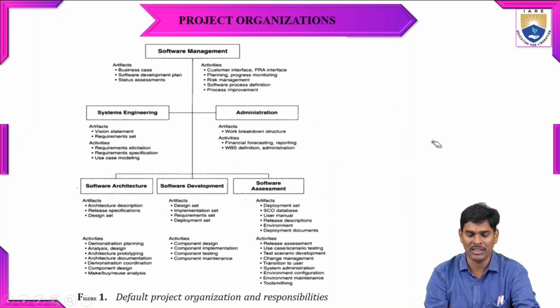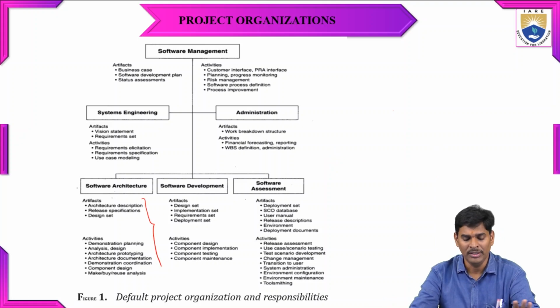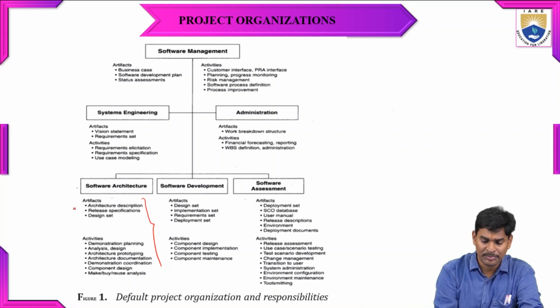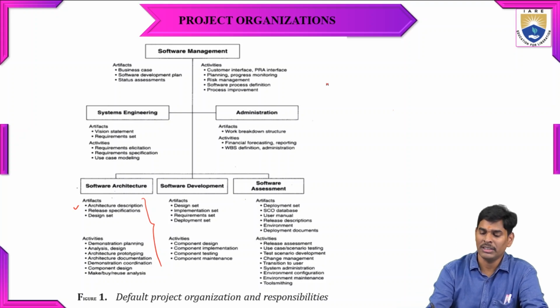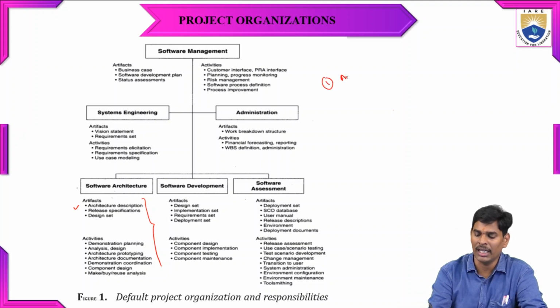Okay, so the next one is software management, which will have different types. The first one is software architecture. This software architecture means mainly they are going to deal with the design part. So in the design, the artifact is the architecture description. Initially they need to check what design or architecture they are going to use, or the components they need to implement in that particular product.